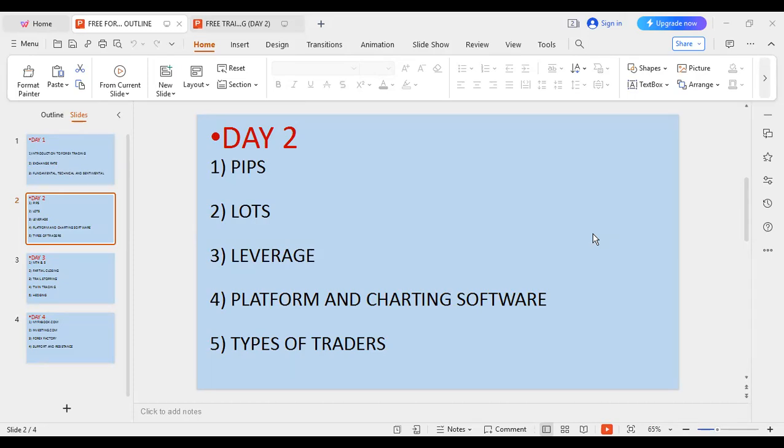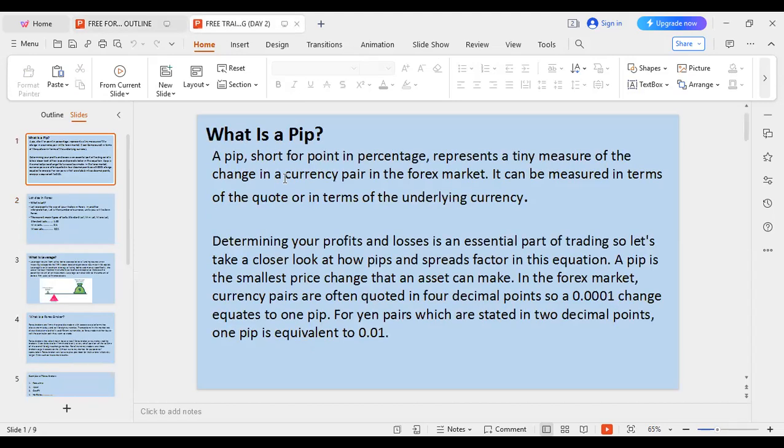What we have today is, one, look at pips, two, look at lots, leverage, platforms and charts, and types of traders. So onto my screen, we will come to the slide. The first one I'm starting with is the pip.